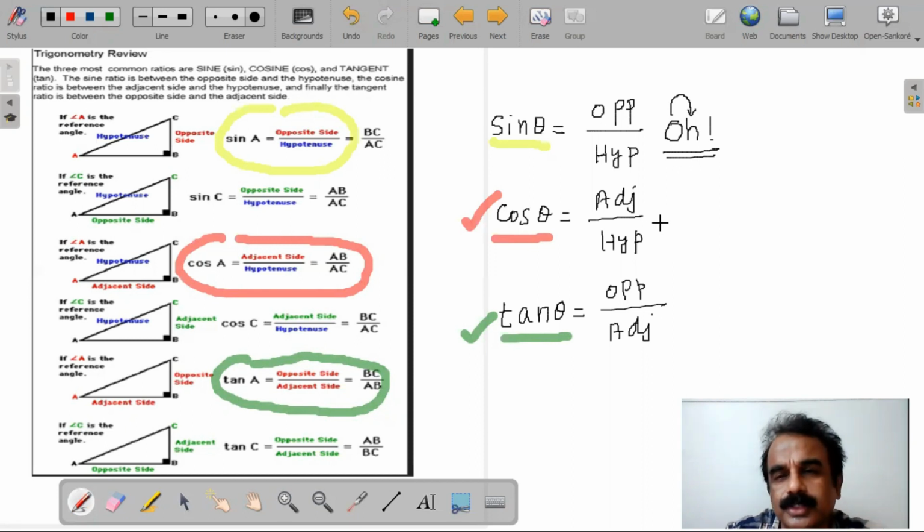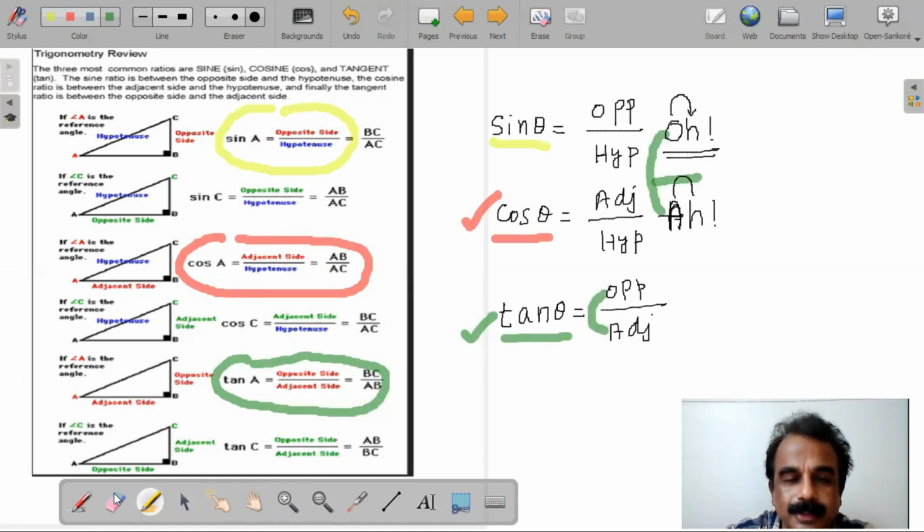Yes. And you see cos. What is it for cos? That is also an exclamatory sentence: adjacent by hypotenuse. If you can remember these two, then tan is very simple. Just take O by A. Yes, that is O by A.